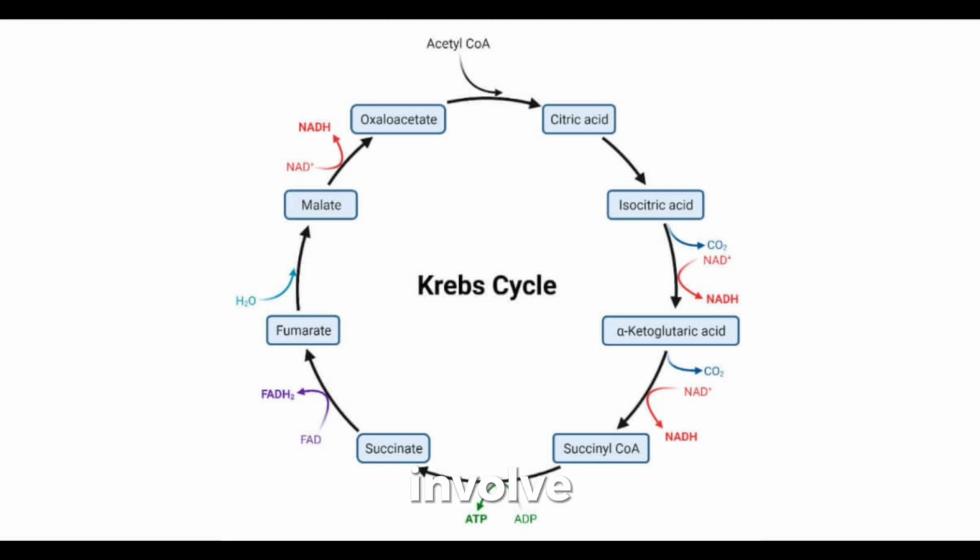These reactions involve the reduction of NAD+ to NADH and FAD to FADH2, which are electron carriers. 1 ATP molecule is also generated through substrate-level phosphorylation. The cycle regenerates oxaloacetate, allowing the process to continue for the second time, which gives us a net gain of 2 ATP molecules.